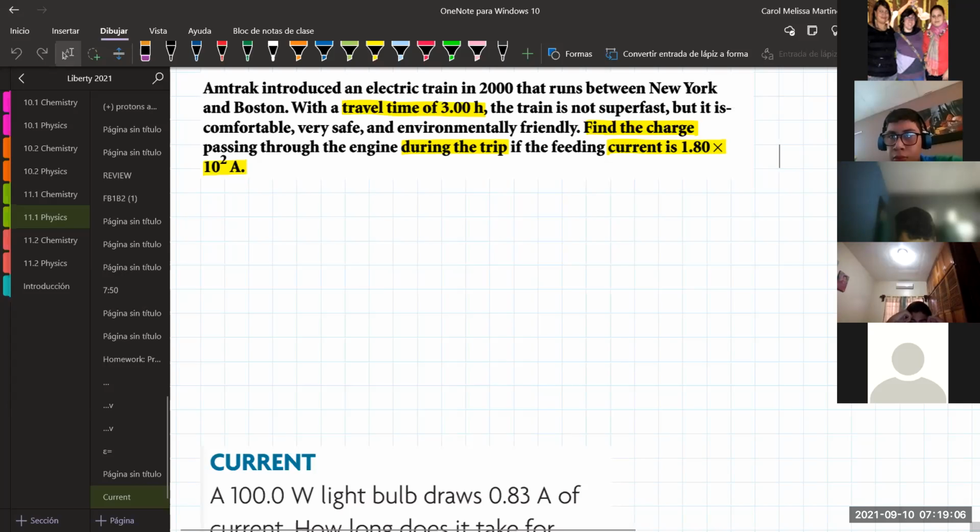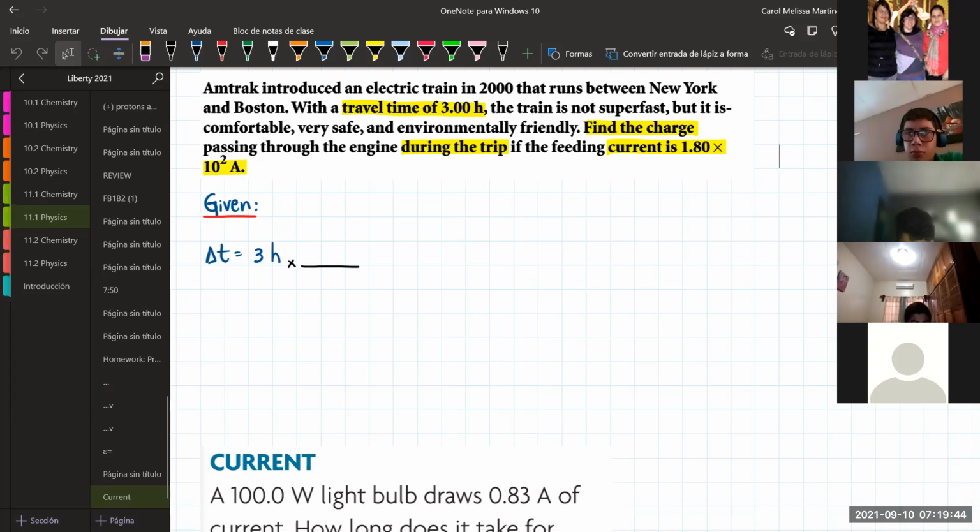So what do I need to do? Of course, I already highlight the givens. I'm just going to write them as part of my information. I have the total travel time, delta t, is 3 hours. But you know that we cannot leave this unit in hours because ampere has coulombs per second, so I need my time to be in seconds. So I'm going to do the conversion in the first place.